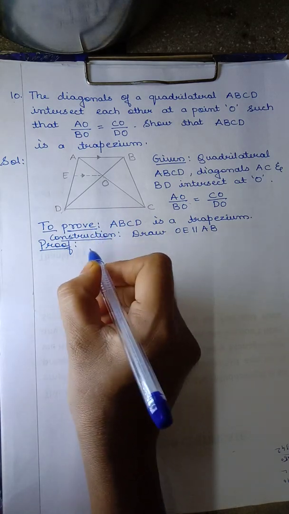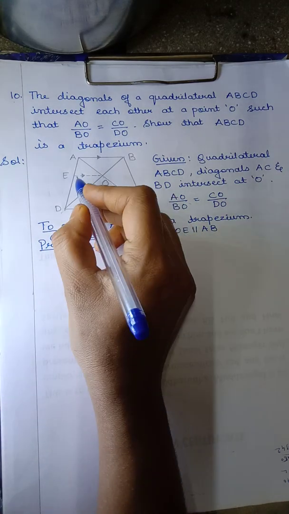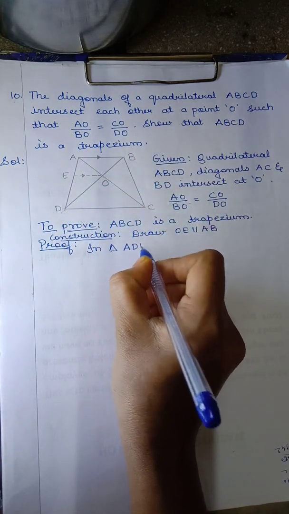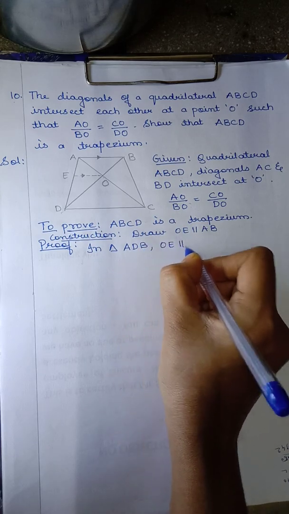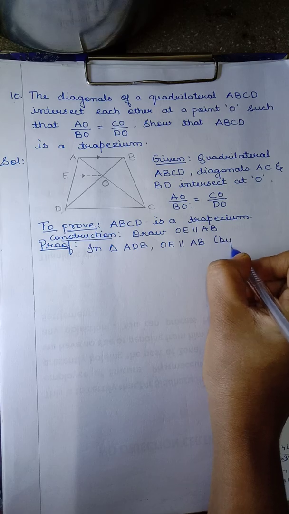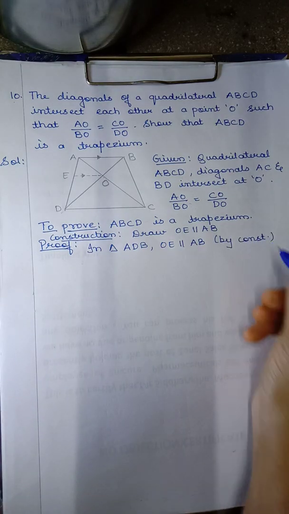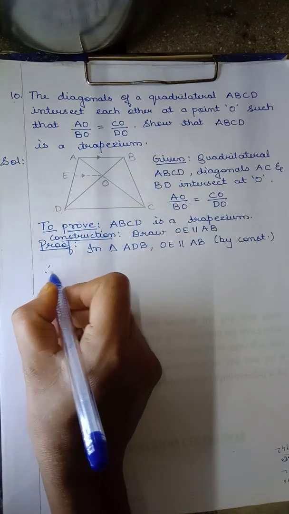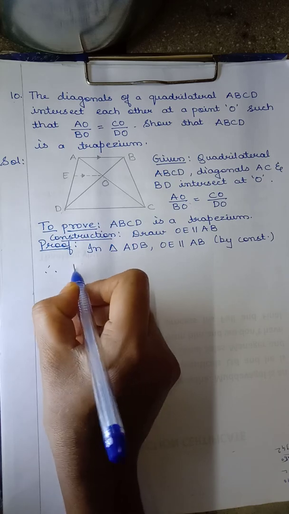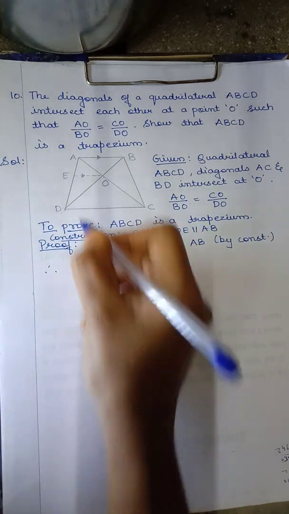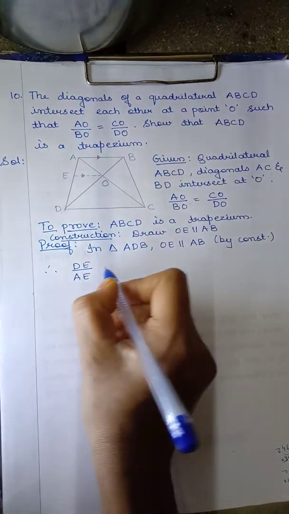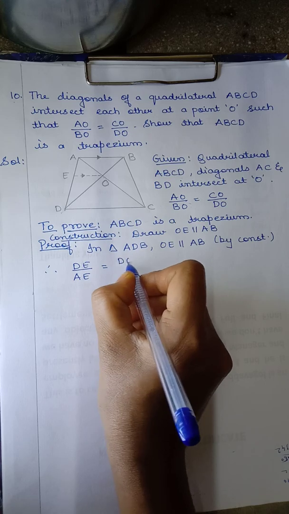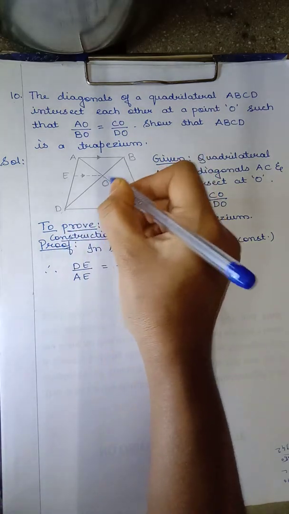Firstly let us write, in triangle ADB, OE is parallel to AB by construction. So when OE is parallel to AB, we can apply Thales theorem. Therefore DE upon AE is equal to DO upon BO.